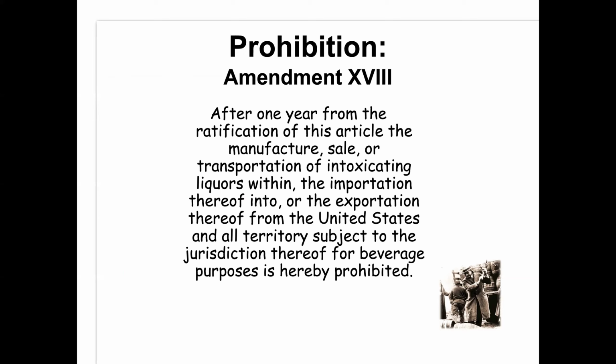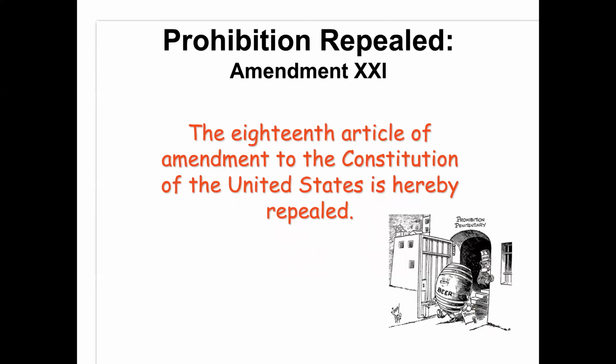Here is the 18th Amendment of the US Constitution. After 1 year from the ratification of this article, the manufacture, sale, or transportation of intoxicating liquors within, the importation thereof into, or the exportation thereof from the United States and all territories subject to the jurisdiction thereof for beverage purposes is hereby prohibited. The Prohibition Amendment.